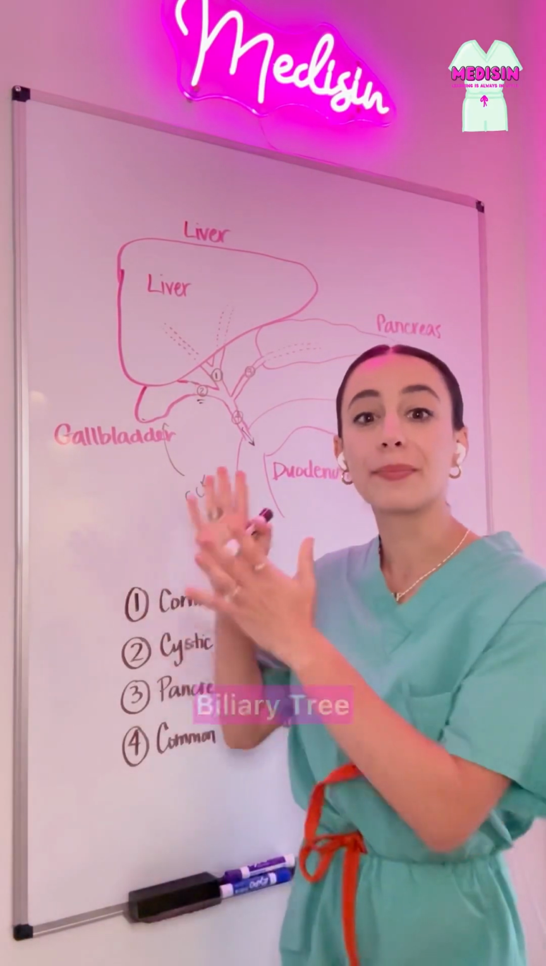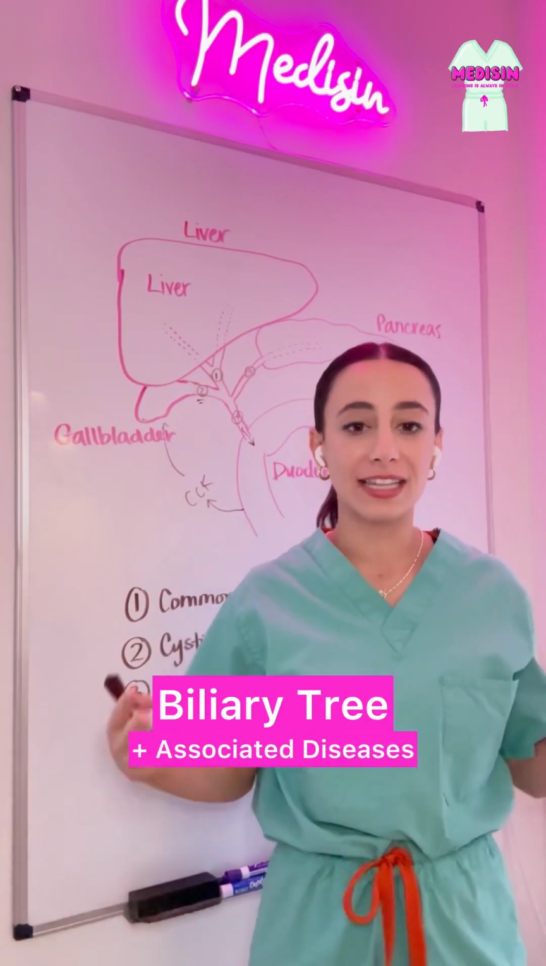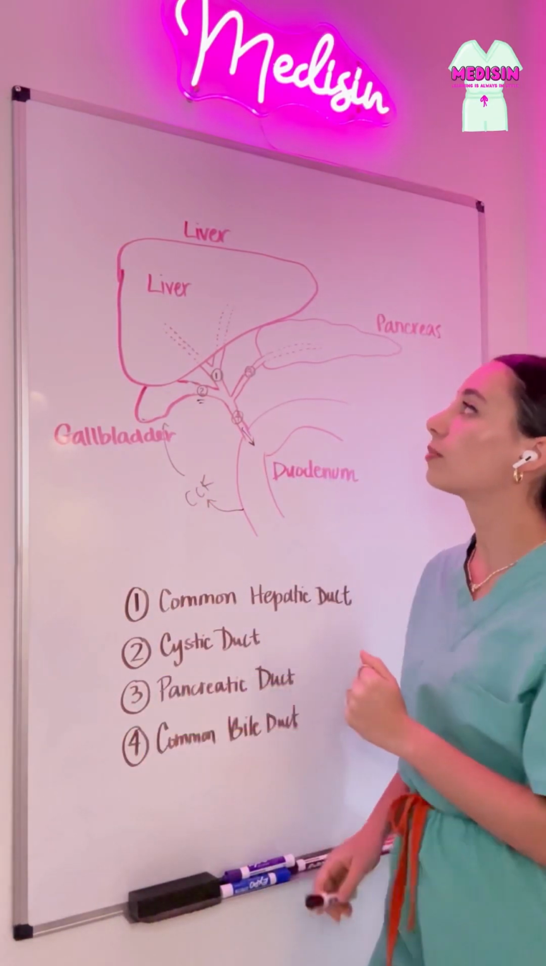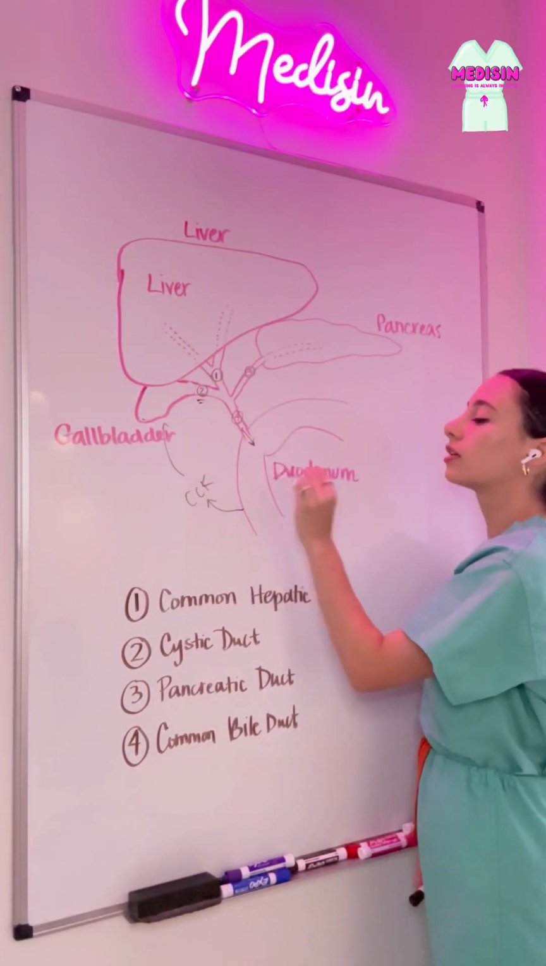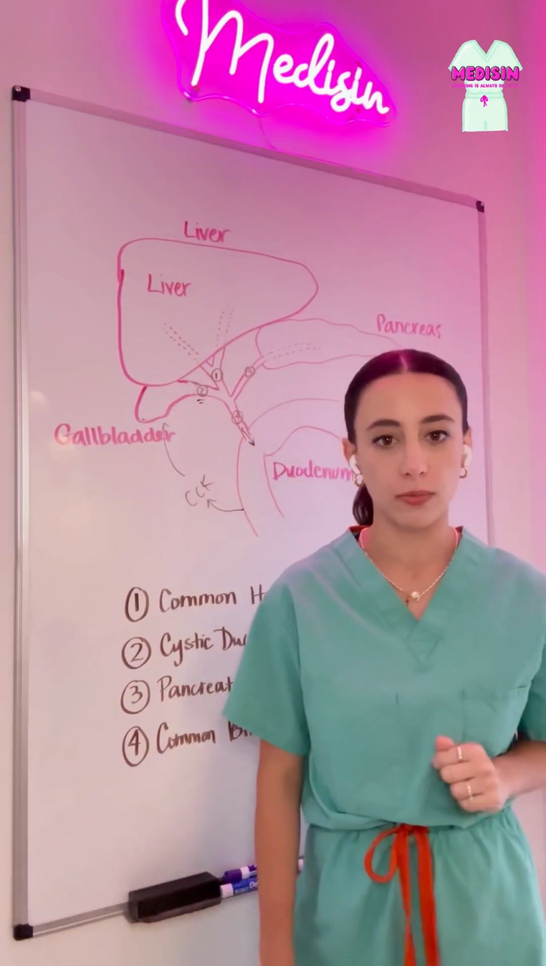Today we will be discussing the biliary tree and some of the diseases that actually affect the biliary system. So the biliary system includes the liver, the gallbladder, and the pancreas, all connecting through ducts into the duodenum, which is the first part of the small intestine.